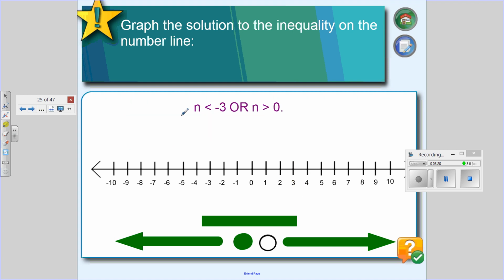Okay, let's make it just algebraic. n is less than -3 or n is greater than 0. So let's graph the first constraint. n is less than -3. So open dot on -3, arrow going to the left. And then n is greater than 0. And hold on, I graphed this wrong. -3, not +3.